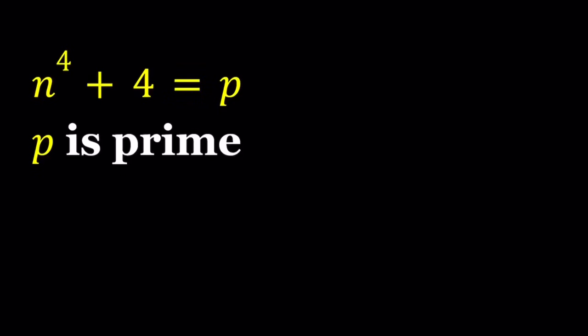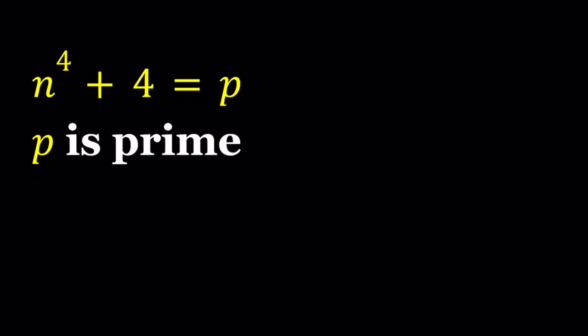Hello everyone. In this video we're going to be solving a number theory problem. We have n to the fourth power plus 4 equals p, where p is a prime number, and we're going to be finding the values of n. N is a positive integer in this case. So how do we solve these kinds of problems?